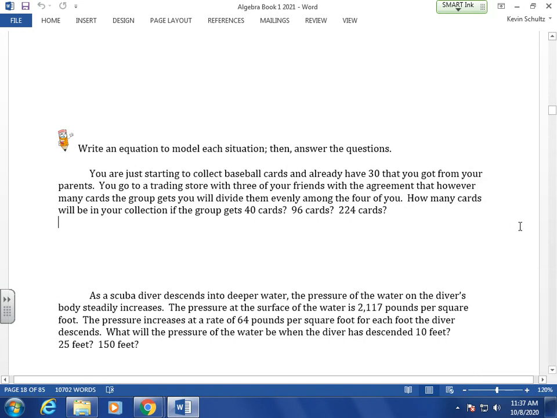You are just starting to collect baseball cards and already have 30 that you got from your parents. You go to a trading store with 3 of your friends with the agreement that however many cards the group gets, you will divide them evenly among the 4 of you. How many cards will be in your collection if the group gets 40, 96, 224 cards? So you're writing the equation and then solving it for the variable for those 3 different values, just like on the first page. Then a question about scuba diving. Intriguing.